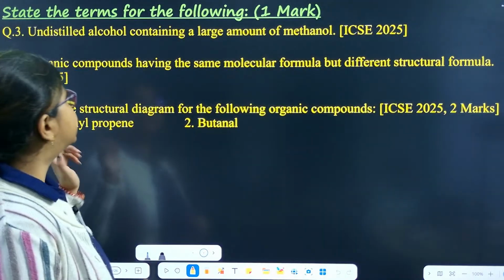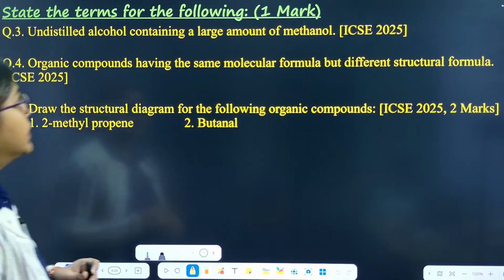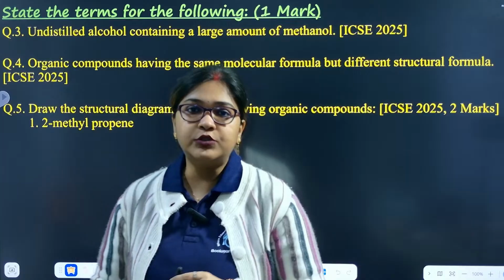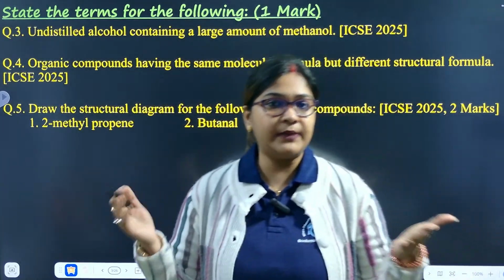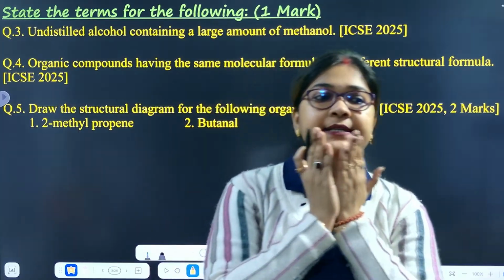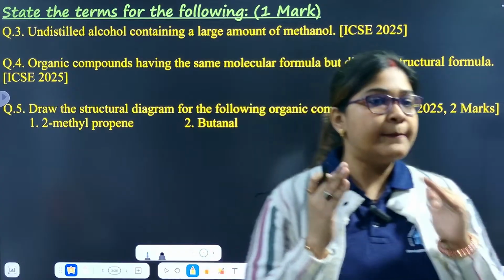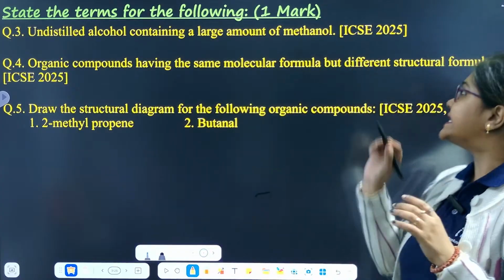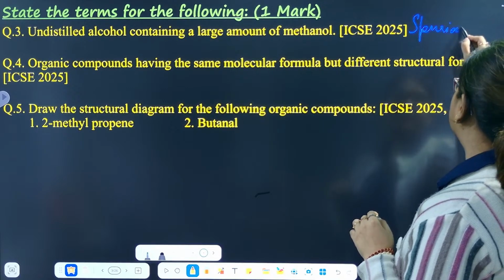Next one, state the terms for the following. Undistilled alcohol that contains a large amount of methanol. What will be the answer? You have methanol, which means it is an alcohol. So undistilled alcohol which contains a large amount of methanol is nothing but spurious alcohol.